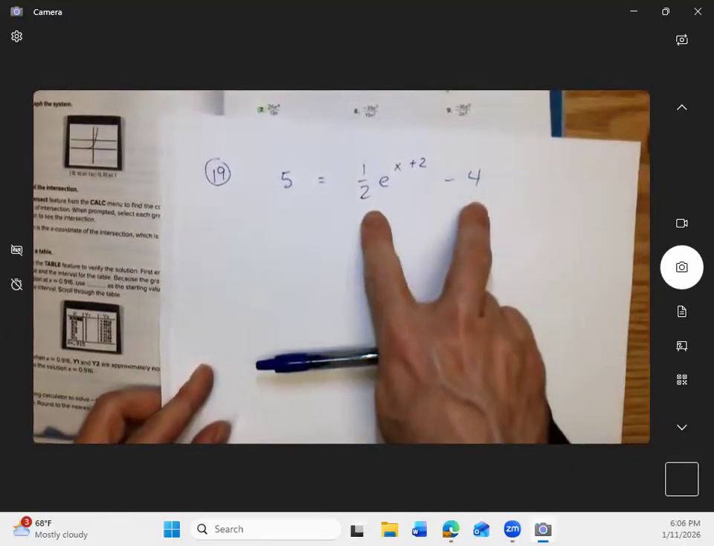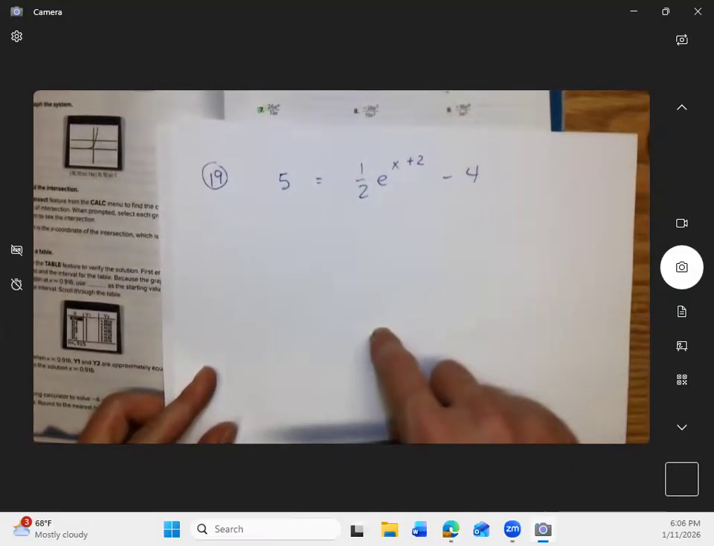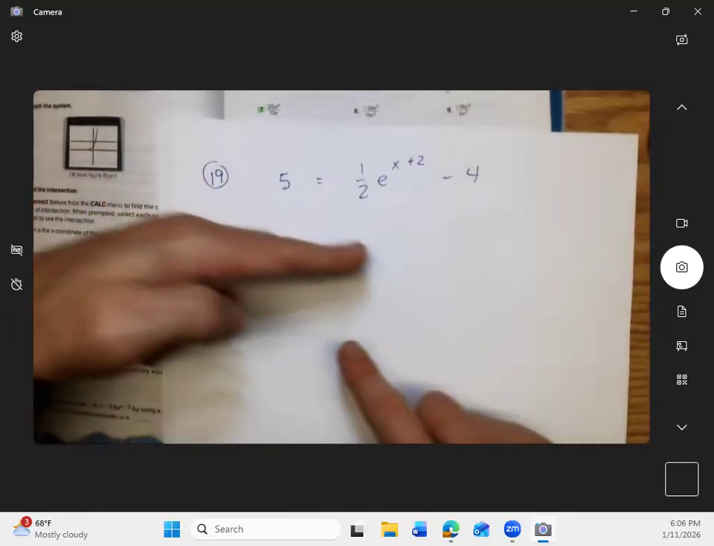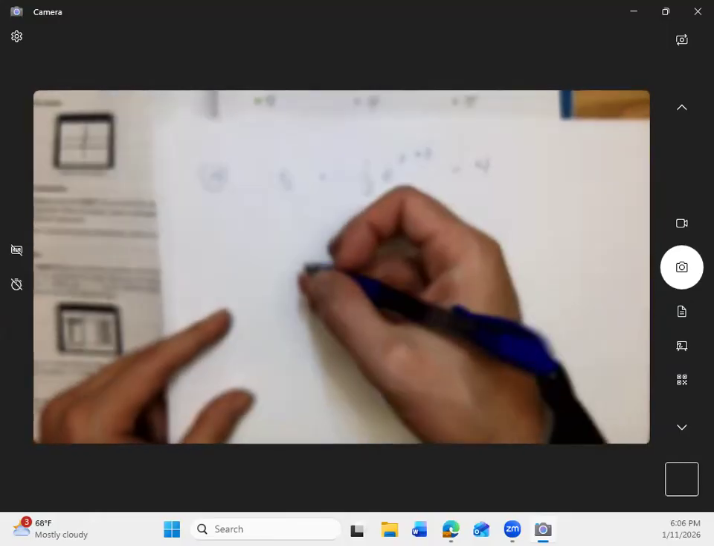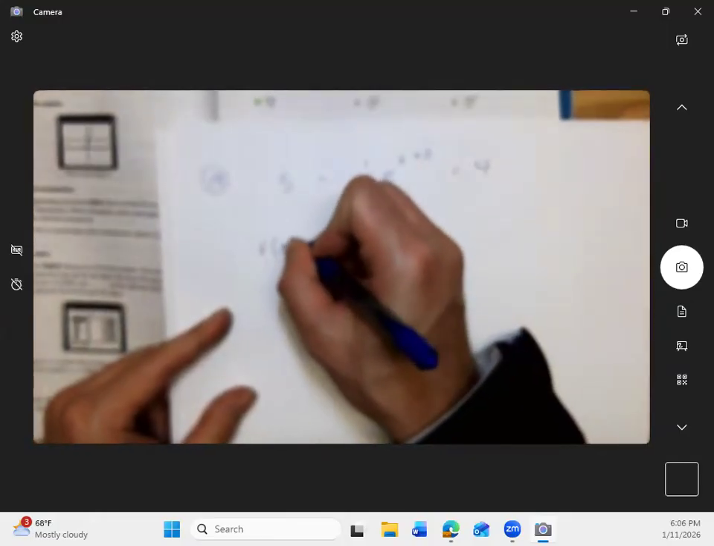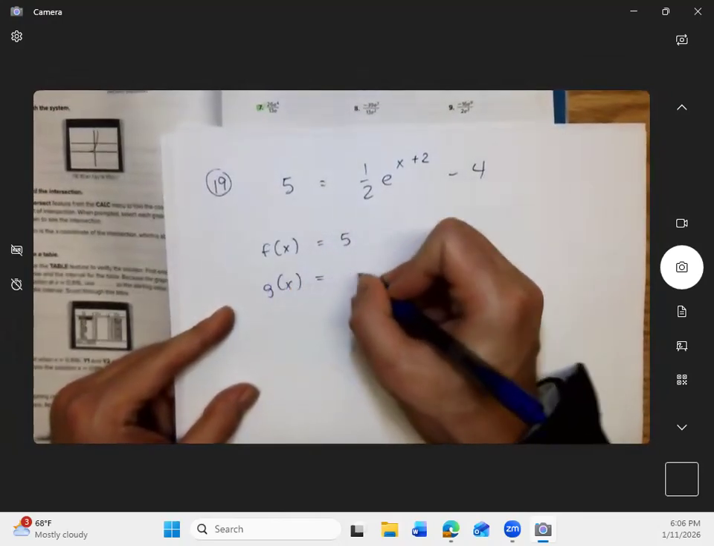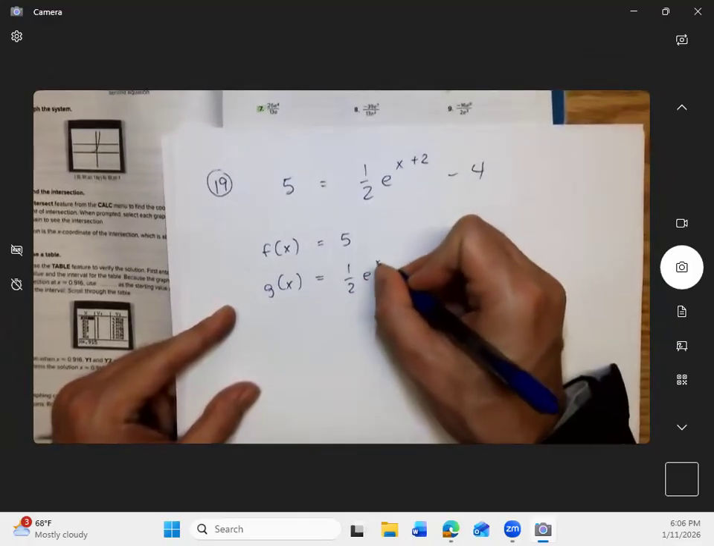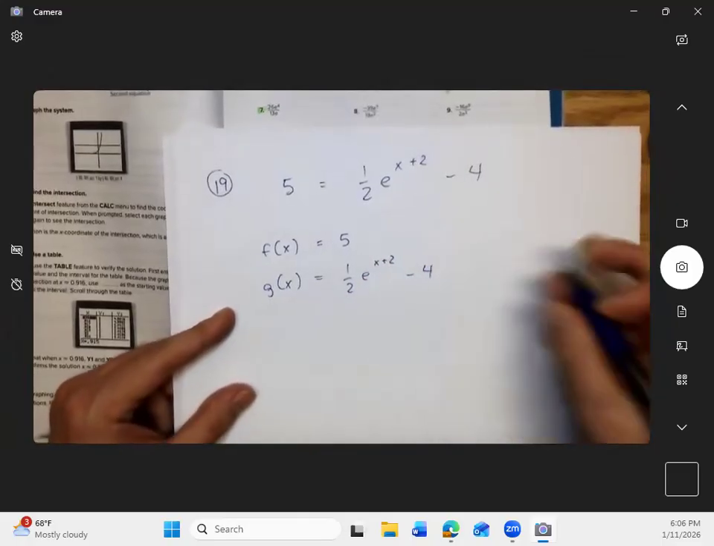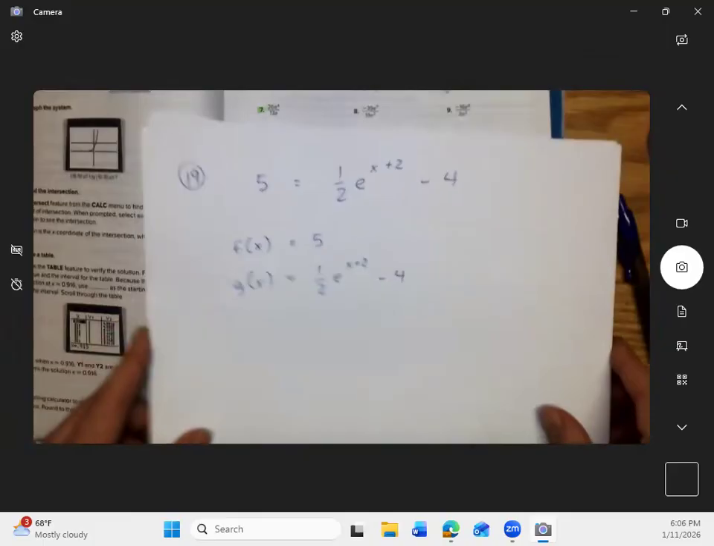So this will create a graph that looks kind of like this. And then 5, of course, just a flat line. There's just some point where those two are going to intersect. So I could say f of x equals 5 and just get a flat line. They could say g of x equals 1/2 e to the (x plus 2), all minus 4.